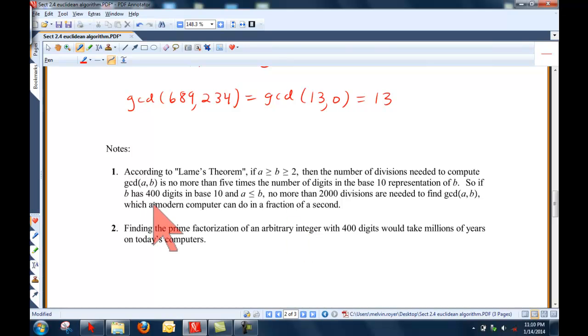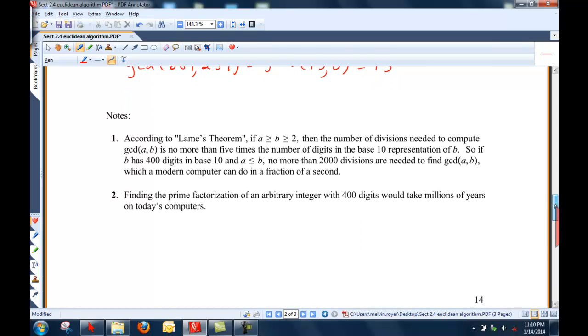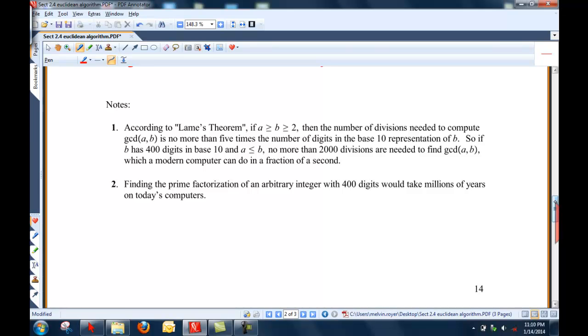So we have these gigantic 400 digit numbers, and the computer can find the GCD before your finger gets off the enter key. On the other hand, the old way of finding the GCD by finding prime factorizations, if I turned a modern computer loose on an arbitrary integer with 400 digits and asked it to find the prime factorization, it would likely take millions of years.